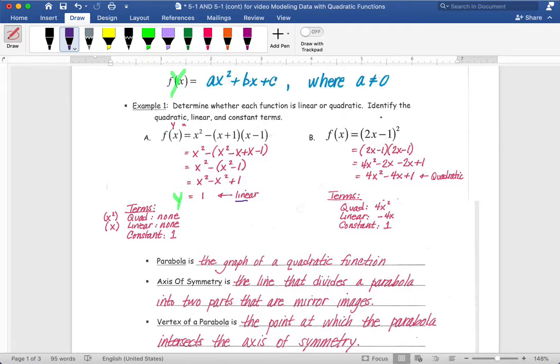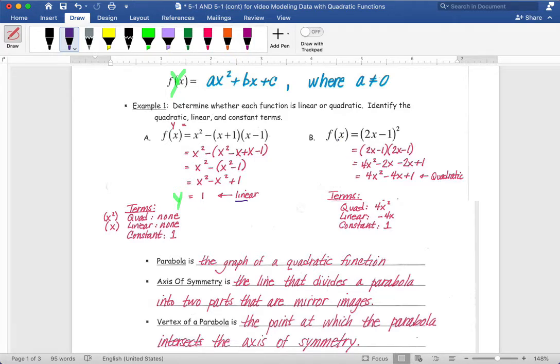Now it asks you to identify the quadratic, linear, and constant terms. Well, the quadratic would be your x squared. Well, there is none. Linear term. Now, linear equation and a linear term are two different things, so don't confuse them. Linear is x to the power of 1. There is none. But we do have a constant term. Our constant is 1. Okay? Everywhere on the line, the y value is going to be constant. It's always going to equal a 1.